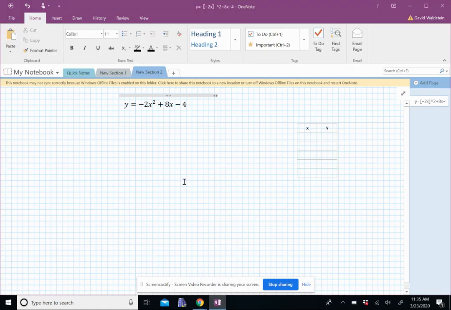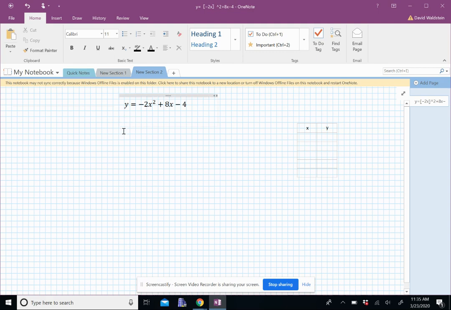Okay, so we're going to do another practice problem of graphing quadratic functions. And just to refresh you before your next assignment, it's an important topic, so we're going to do two assignments on this same topic. So what we're going to do is graph y equals negative 2x squared plus 8x plus 4.